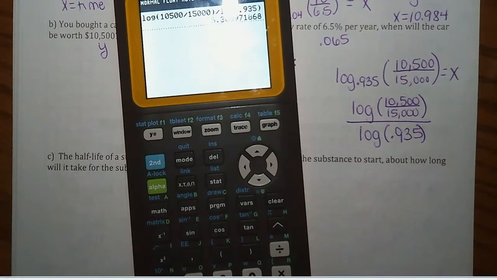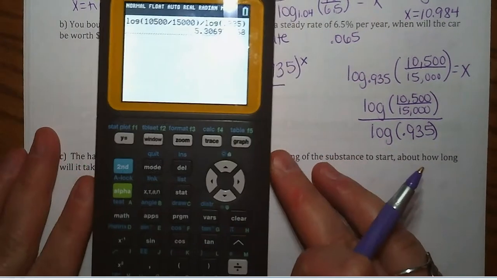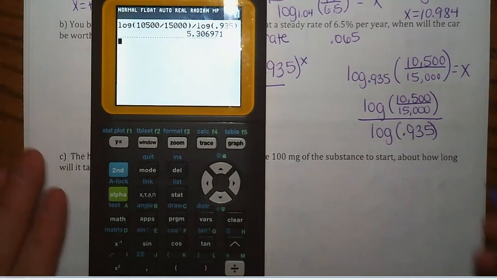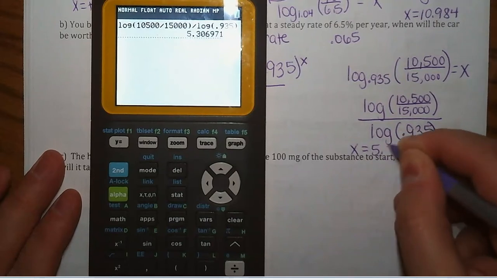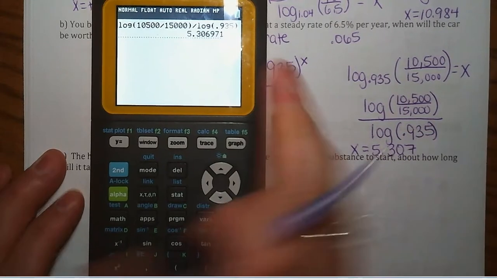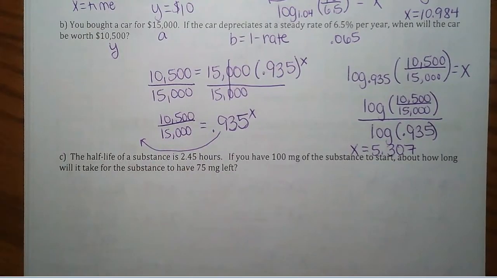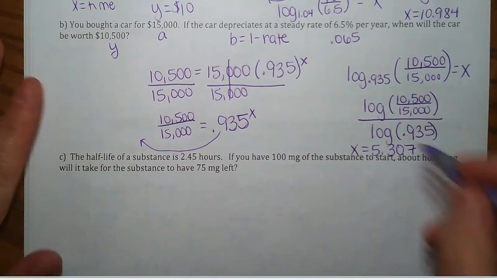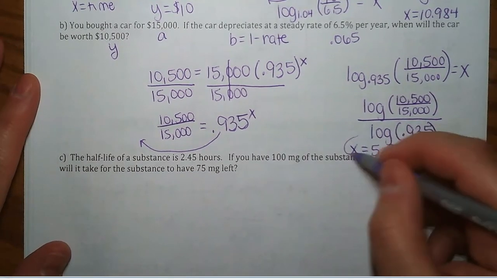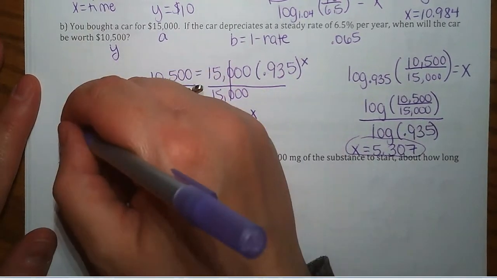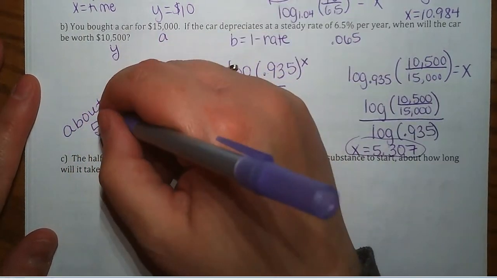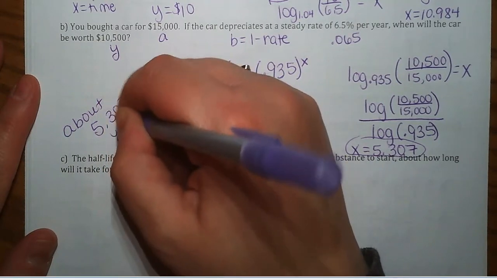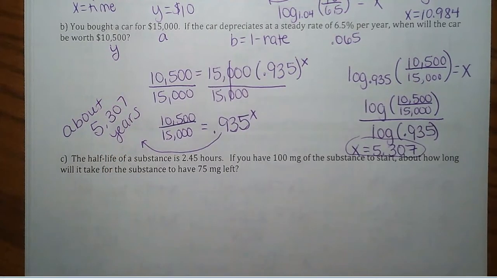Hit equals. And then we'll go, whoops, sorry, the light's in the way there. We're going to go 3 decimal places here as we write this out. 5.307. And so we're saying, when is the car going to be worth 10,500? We're going to say about, I would say about that 5.307 years, unless it tells you to round differently.